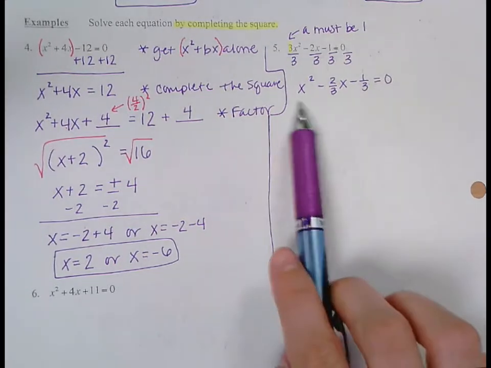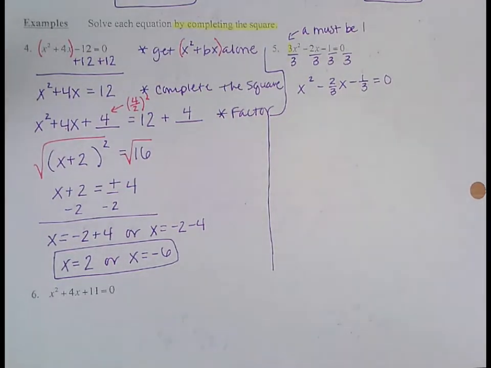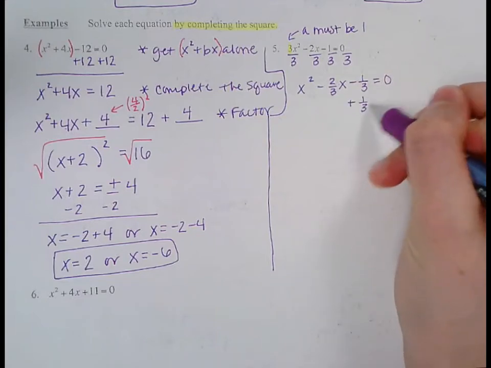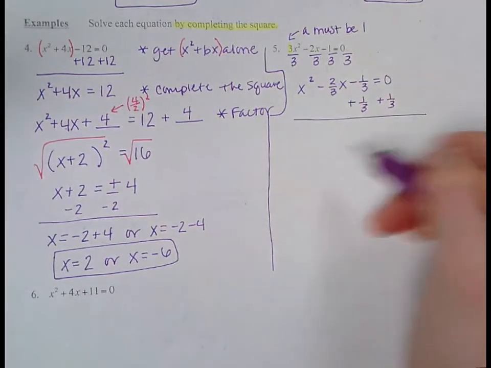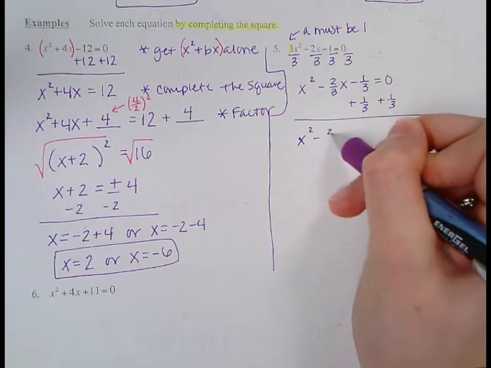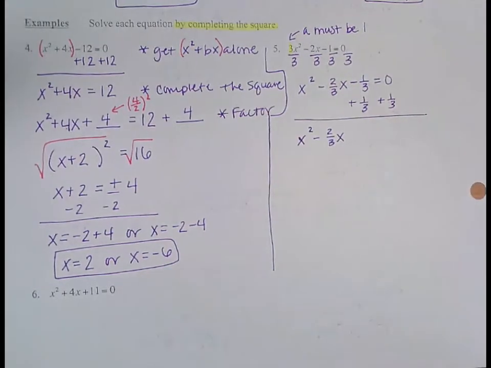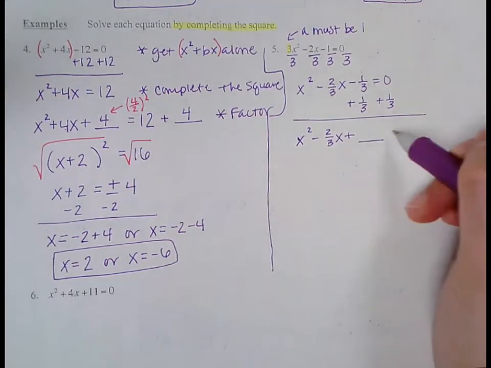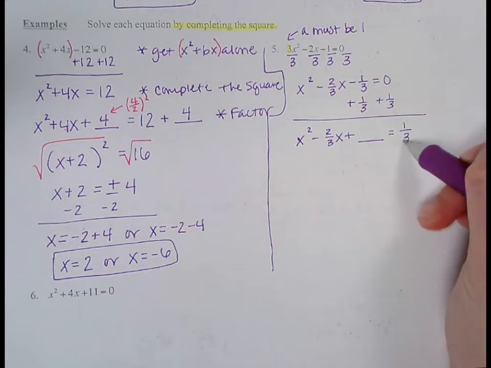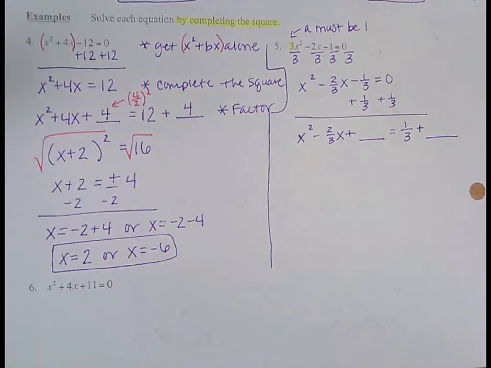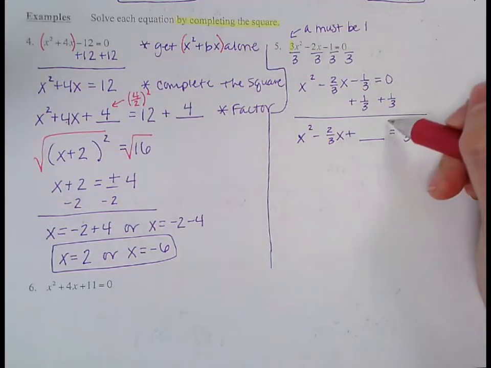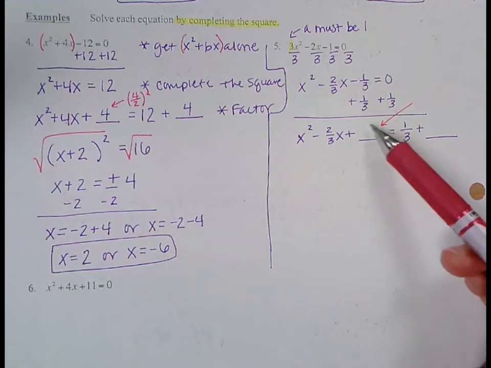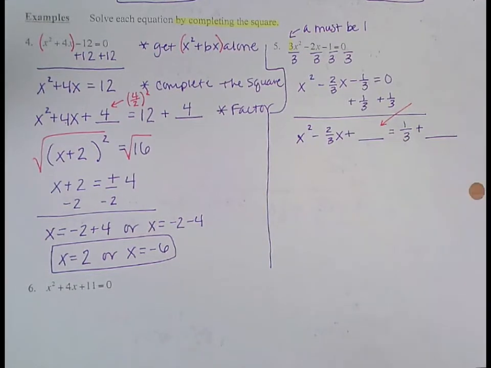So what would I have to do from here? Add 1/3. I need the 1/3 on the other side. So I have x squared minus 2/3 x. I know my next step is going to be to complete the square, so I'm going to put plus blank right away. And then equals, now I have 1/3 on the other side, plus whatever I add on the left, I have to add on the right. How am I going to find my c value here?